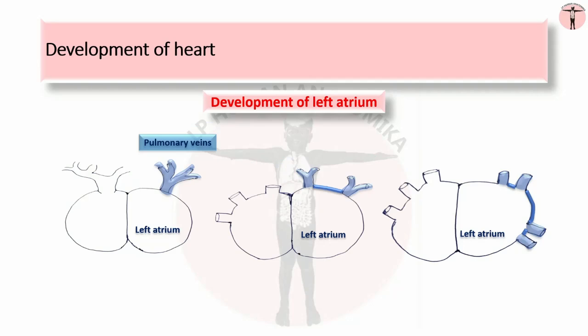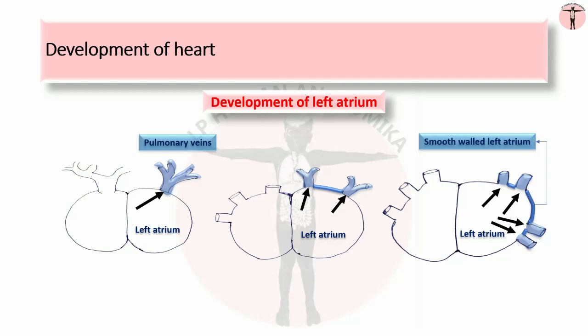This diagram shows the section of the two atria at the level of incorporation of the four pulmonary veins into the left atrium. Observe how one pulmonary vein opening into the wall gradually with development leads to direct opening of four pulmonary veins due to the absorption of the walls of pulmonary veins, leading to a smooth walled left atrium.